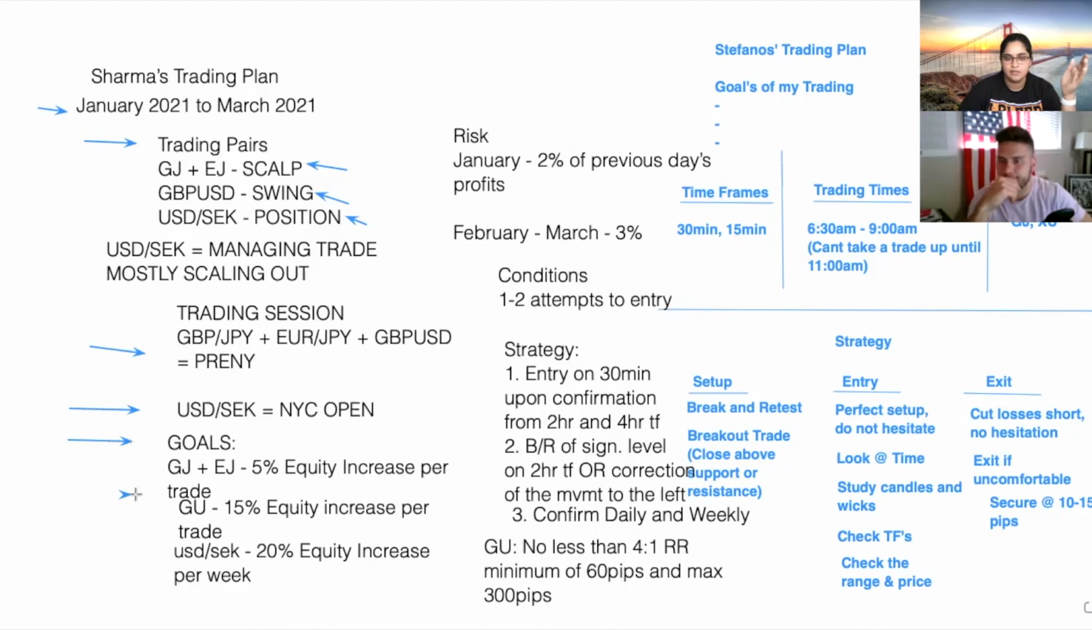So you don't have to do 5% equity increase per trade, but you could do something like per week. And then you could break that down into every day. All I need to do is make 1%. That's it, right? And the same thing with GU and then USD SEC. And then put your risk down as well. So you could do it per pair. Maybe you could do GBP USD like 2% or 3%, and then gold maybe 1% because it's a lot more volatile.